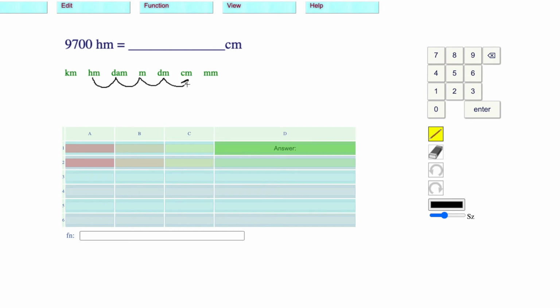1, 2, 3, 4 steps on the diagram this way. 4 steps in the same direction. 1, 2, 3, 4. Fill up the empty cups with zeros. We have 9,700, and then the empty cups with 1, 2, 3, 4 zeros.